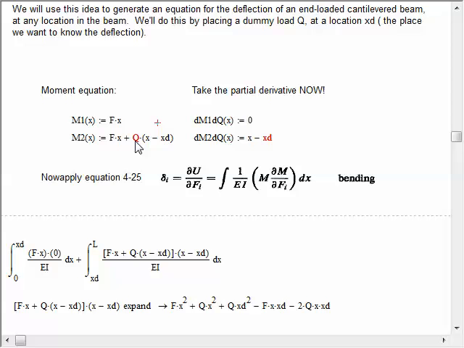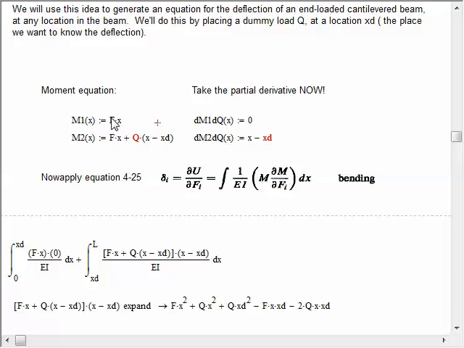Both forces point in the same direction. They cause the same sign of the moment. Now I need to take my partials of my moments with respect to the loads where I want to calculate the deflection. Well, I want to calculate the deflection at the place where Q is located. So I'm going to take partials with respect to Q.